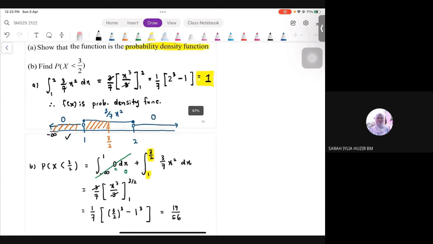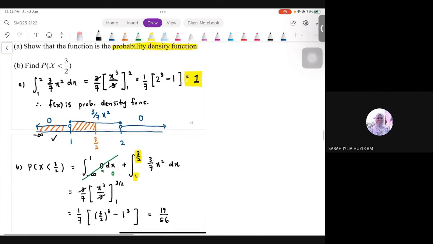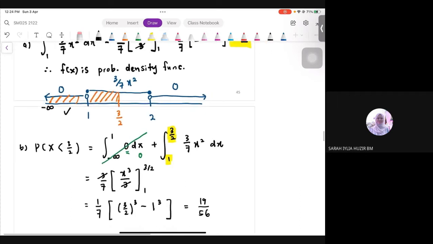Just make sure you understand the concept of probability density function, which by the way, integrate the whole function must be equal to 1. Okay. And then in order to find probability, it's basically the area of the function. So you have to integrate to find the probability of that function. We proceed with next example.